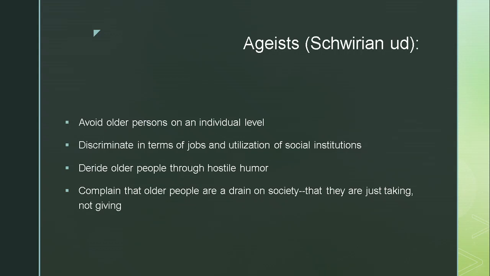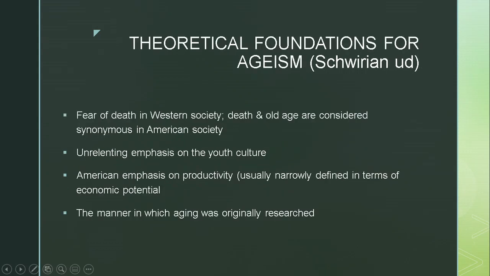Now, people who are ageist avoid older people on an individual level, discriminate against older people in terms of jobs and utilisation of social institutions, deride older people through hostile humour, and complain that older people are a drain on society, that they are just taking, not giving. These views come to light in a number of people, but these are discriminatory views and discriminatory behaviours based on age, so therefore it's an ageist issue.